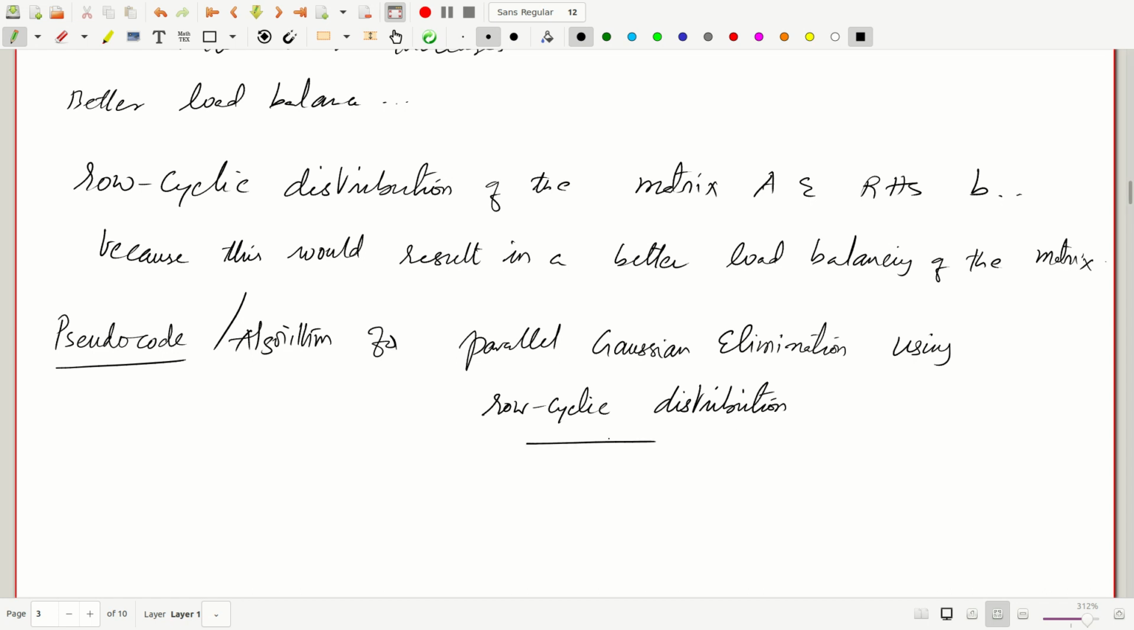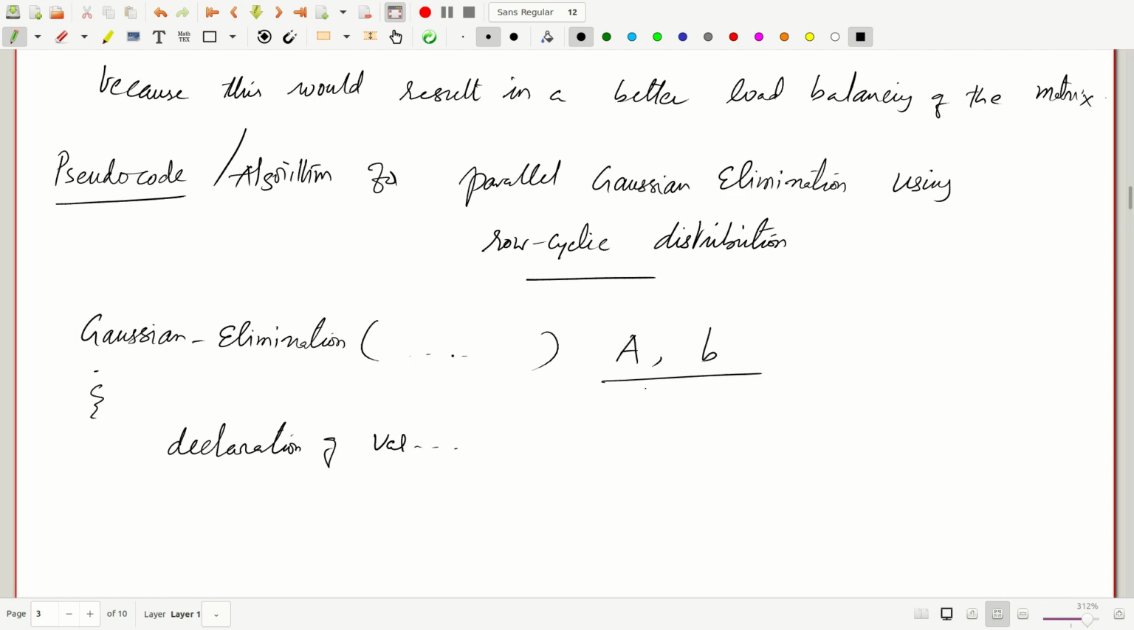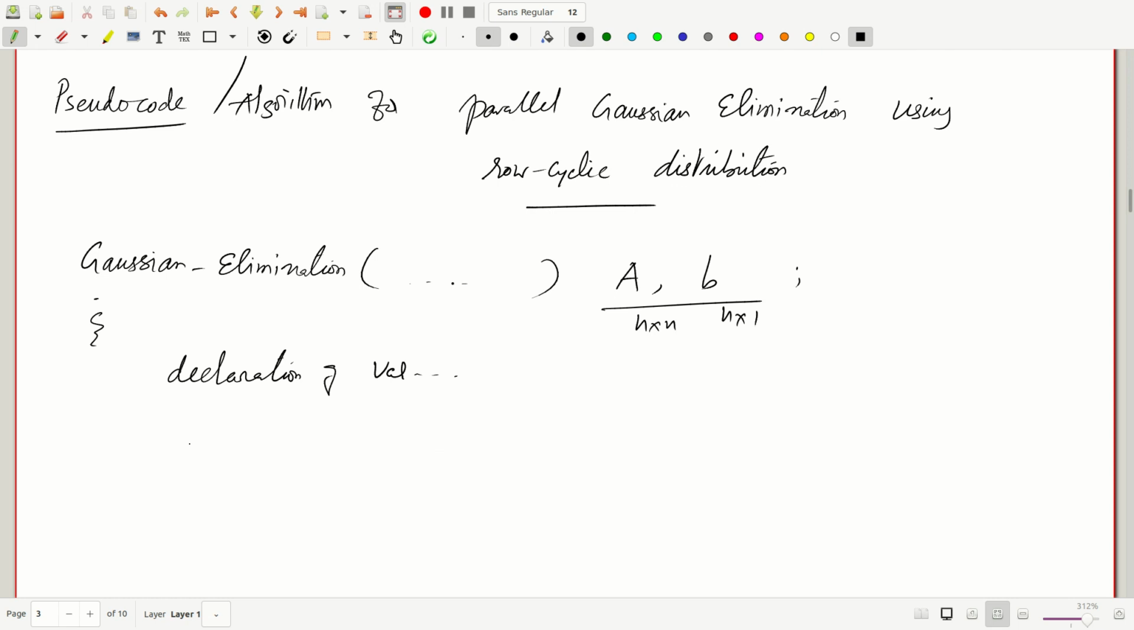All right. So let's say we have a function, which we call Gaussian elimination. This function may take in the matrix as well as the right hand side vector. Then we have declaration of variables: the matrix A as well as the right hand side vector B, which are n by n and n by 1. And of course we also have to allocate the solution vector, which we allocate as x of n.